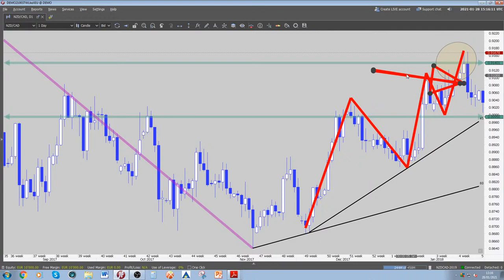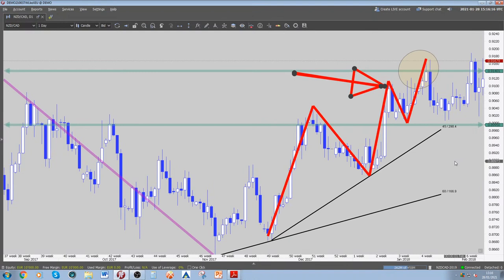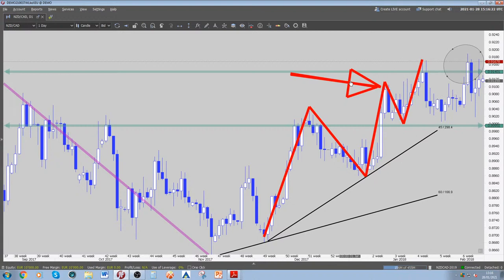The market is going to move, broke through. Do we have the reaction again? Do we have a reaction to the same pivot point?